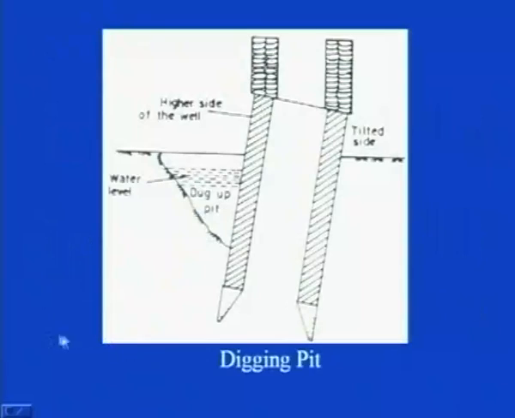We will see with the help of this particular figure that here it is the lower side, this is the higher side. You can see it is written here that the higher side of the well, this has got tilted and this is your tilted side. So, here you can dig a pit and fill it with water. This will reduce the friction over here and will try to rectify the tilt. So, we have seen different measures to rectify the tilt and shift if it comes during the process of sinking.